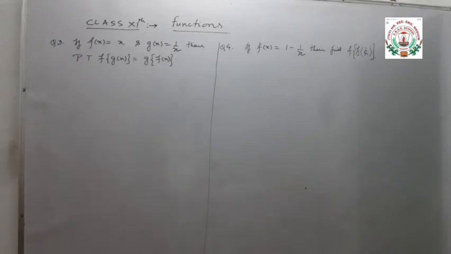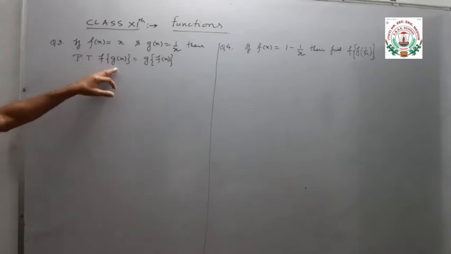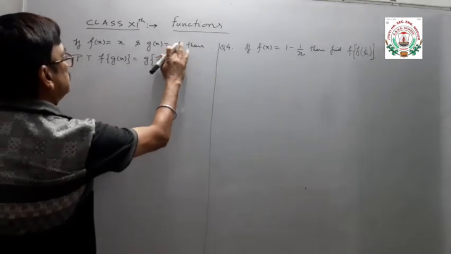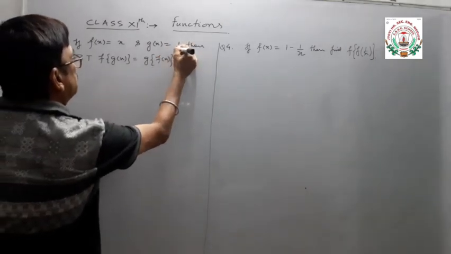Now let's move to the third question. If f of x equals x and g of x equals 1 by x, then prove that f of g of x equals g of f of x. It is not a power. Be careful. It is 1 by x.